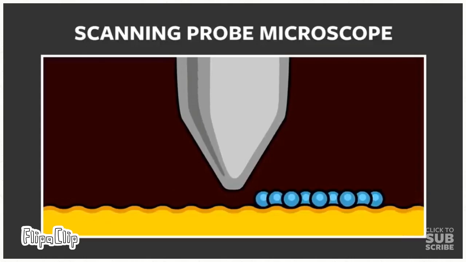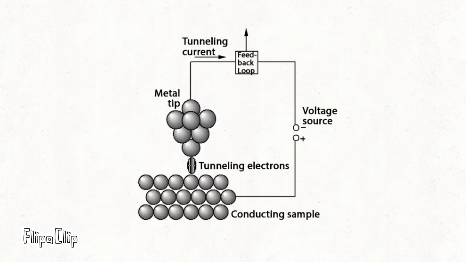They see by feeling the bumps of an object with a tiny metal probe. Data collected from the probe as it scans is used to generate extremely high resolution image. Scanning tunneling microscope. STM senses the surface by using an extremely sharp conducting tip that is 1 atom thick.